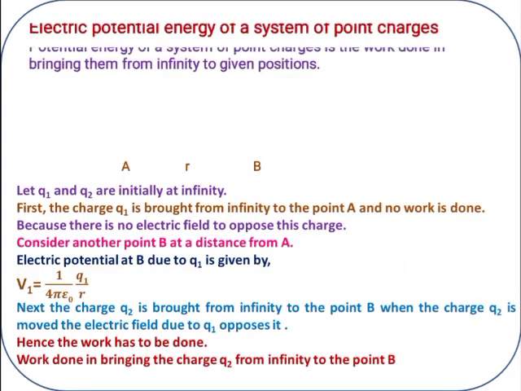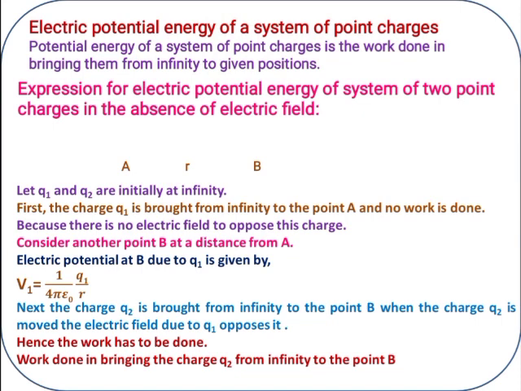Second one, electric potential energy of a system of point charges. Potential energy of a system of point charges is the work done in bringing them from infinity to given positions. Same type of derivations here. We are assuming 2 charges, and we are bringing them from infinity. Same procedure as in the previous slide, but here we are studying the expression for electric potential energy of a system of 2 point charges in the absence of an electric field.